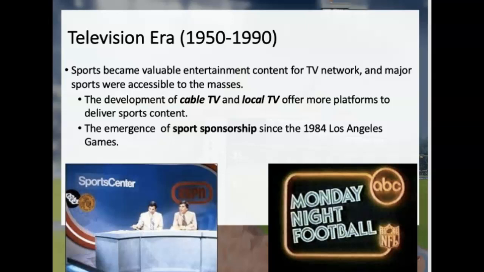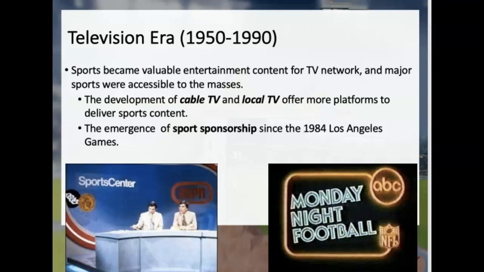Also, the development of cable TV and local TV offered more platforms to deliver sports content. One big example is ESPN, which was founded in 1979. So for the first time, people were able to watch sports 24 hours a day. There were also other really popular sports programs at that time, like Monday Night Football, which became pretty popular, being produced on ABC.